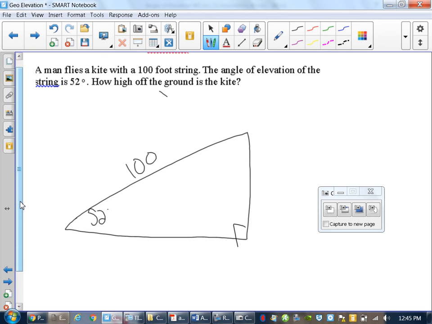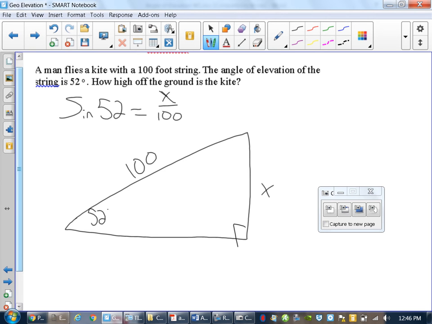How high up in the air is the kite? Is that your horizontal or your vertical? What trig function are you going to use? Sine, very good. So basically what's happening here, guys, is you're just going to take information that's given to you, draw a picture, figure out what trig value you use, and solve it through. So the sine of 52 is x over 100.